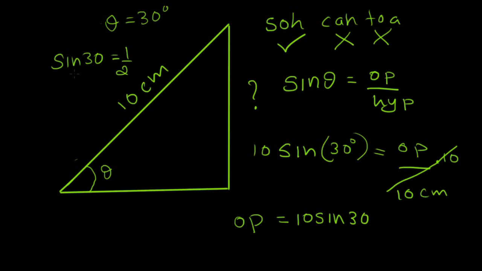So as we know that sine of 30 is equal to 1/2, we can put that information right here and we will get 5 centimeters. So this question mark right here is equal to 5 centimeters.